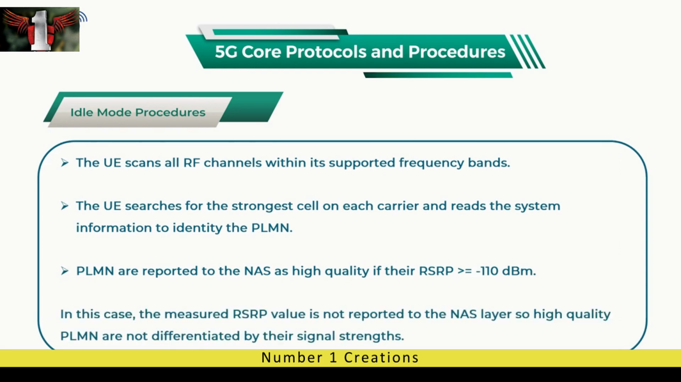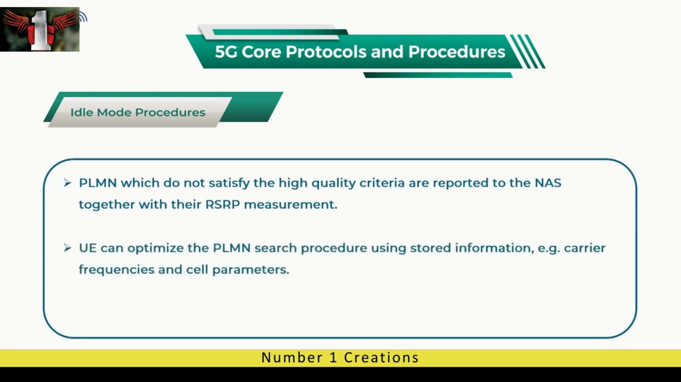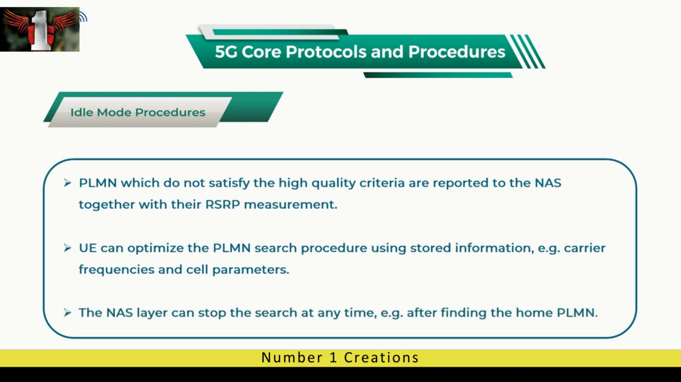In this case, the measured RSRP value is not reported to the NAS layer, so high quality PLMNs are not differentiated by their signal strengths. Fourth, PLMNs which do not satisfy the high quality criteria are reported to the NAS together with their RSRP measurement. Fifth, the UE can optimize the PLMN search procedure using stored information, for example, carrier frequencies and cell parameters. Sixth, the NAS layer can stop the search at any time, for example, after finding the home PLMN.